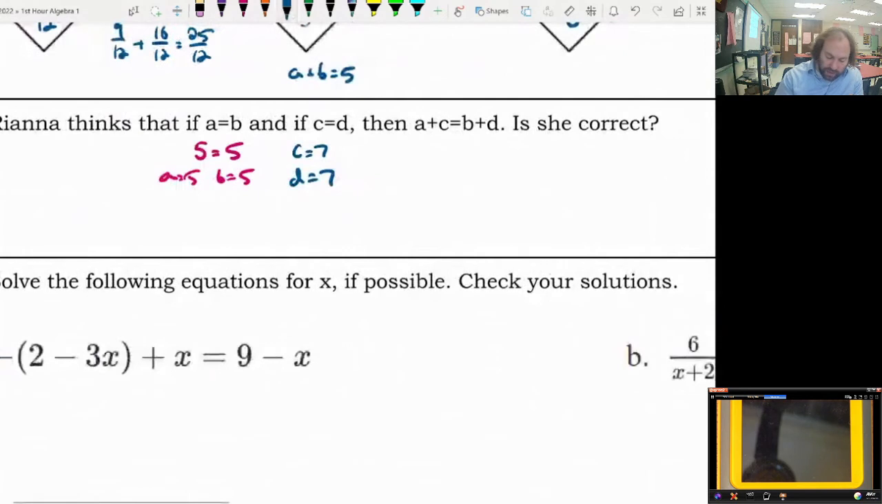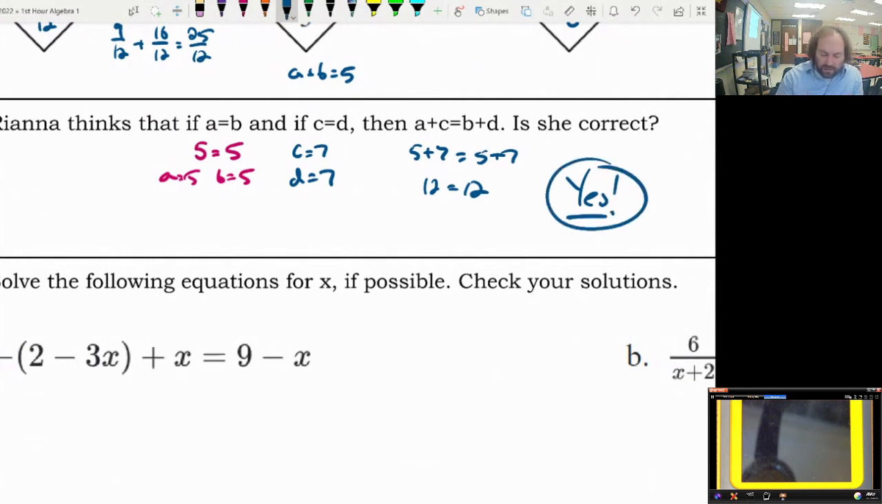So is it true then that A plus C, which would be 5 plus 7, is equal to B plus D, which is also 5 plus 7? And the answer is yes. Yes, this is 100% correct. Since A and B are the same thing, you can swap them out in both sides of the equation. Same thing is true about C and D. So not only is A plus C equal to B plus D, but A plus C is also equal to A plus D, and lots of other combinations too.